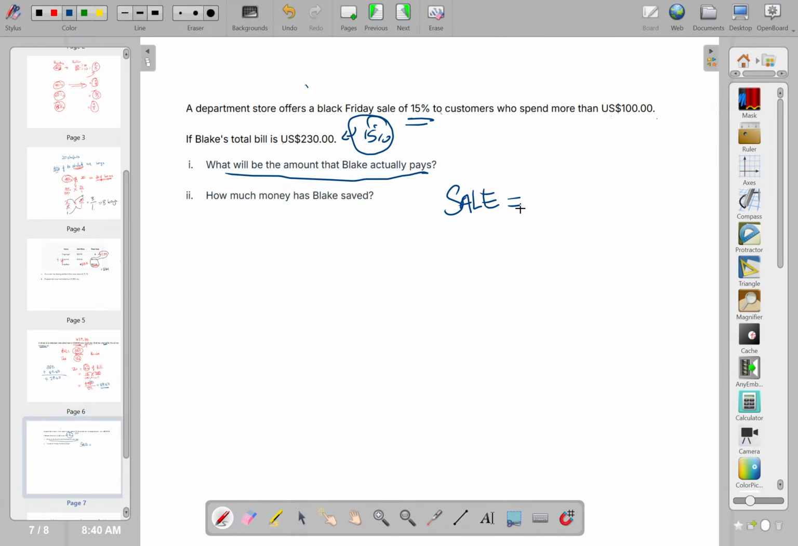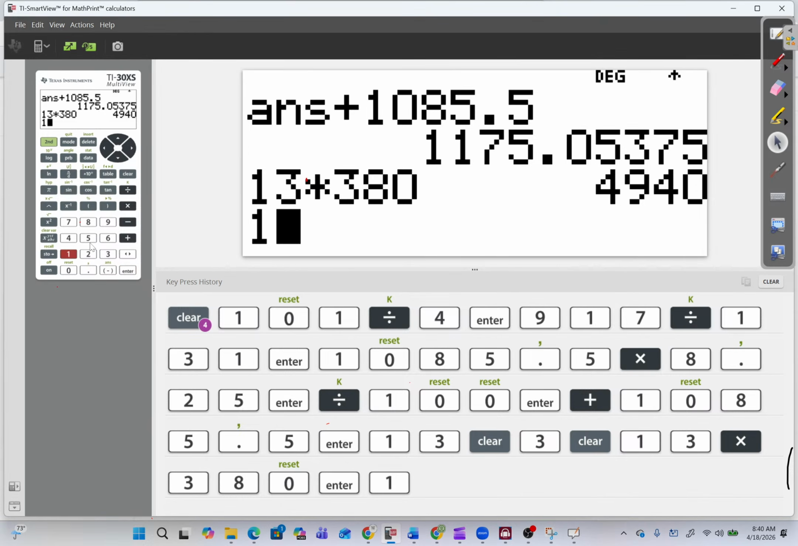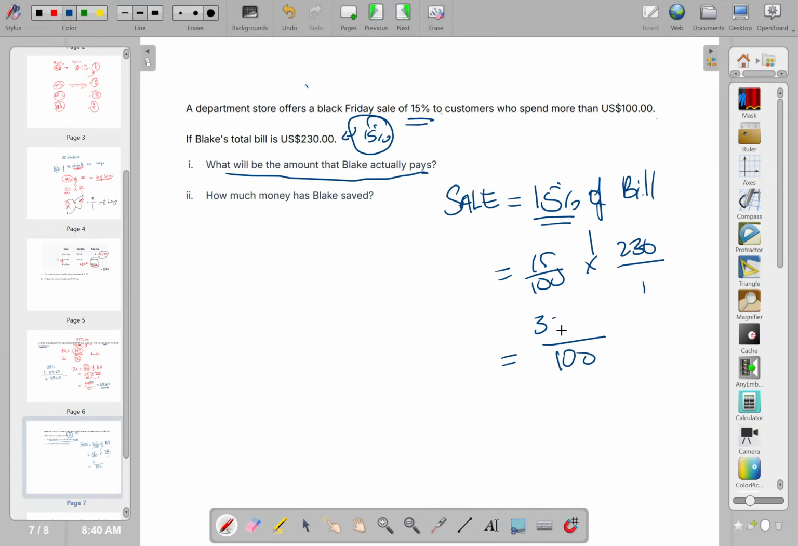So now the sale would equal the percentage that represents the sale. Remember, a percentage has to be applied to something. So this is 15% off the bill. It's now 15 over 100. Off means times. Bill means 230. Top times top, bottom times bottom. That gives me 100 at the bottom. 15 times 230 gives me 3,450. I'm dividing by 100, two zeros, so I move the decimal place two times to the left. That's 34.50. That's the sale, how much money the store is going to take off.